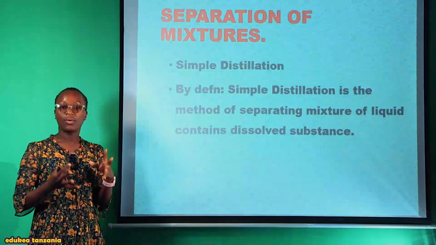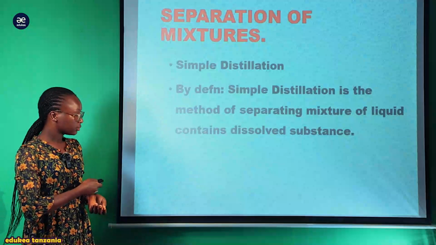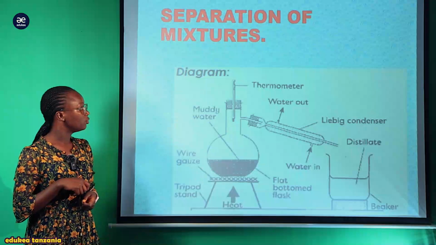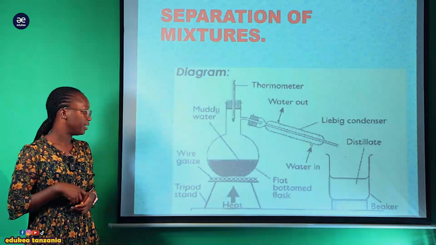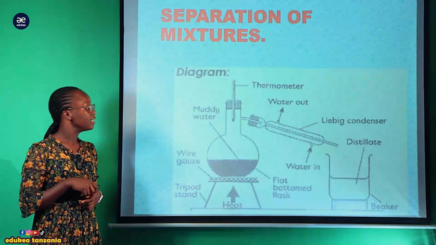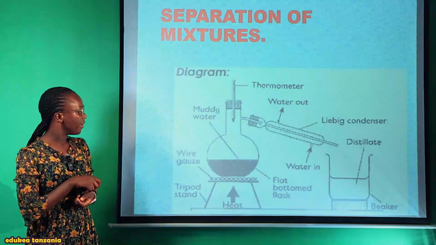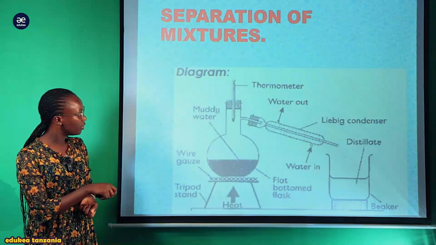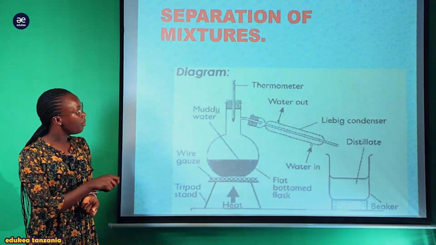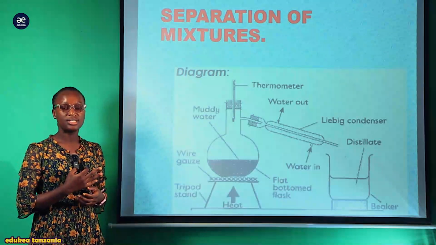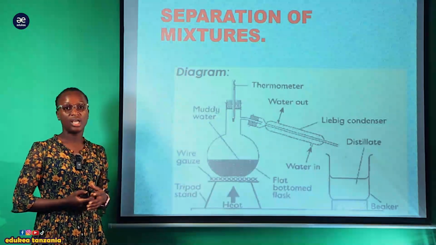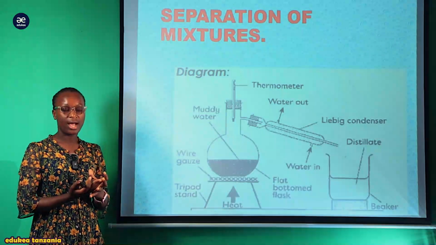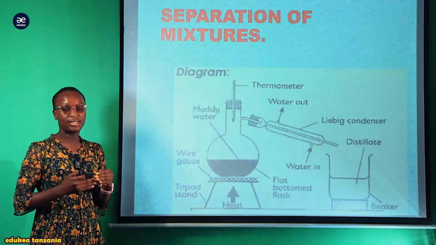This is the demonstration of a simple diagram which shows how simple distillation takes place. In the chemistry laboratory, we are trying to bring this by using our apparatus, which is, we have here a flat bottomed flask, and here we have our muddy water. This is a thermometer for measuring the boiling point, because this distillation is done by considering the boiling point. Low boiling point and high boiling point means that at the low boiling point is where that distillate can be collected and is what we want. And this is water out.